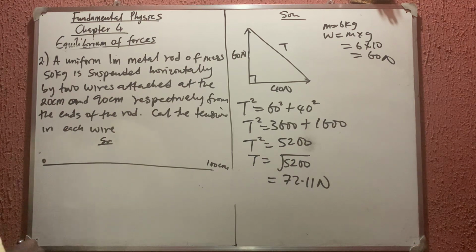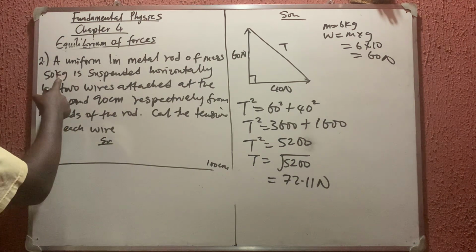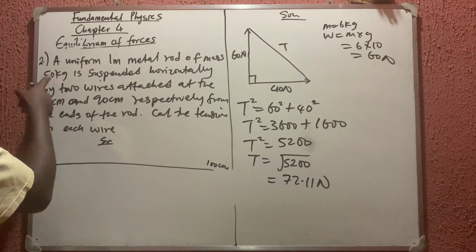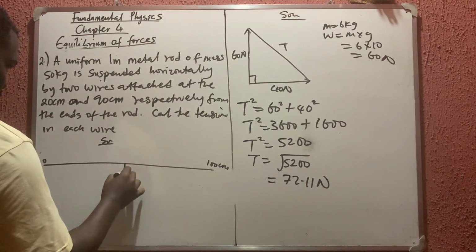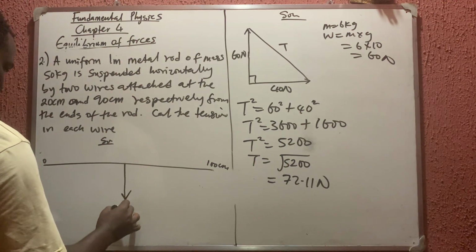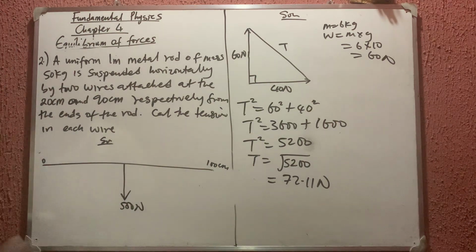They now say that the mass of this thing is 50 kg. So the weight is going to be 500 newton. The weight of an object is always at the center. So this is the weight, which is 500 newton. The next thing they told us is that two strings are attached at the two ends. So this is the first one.